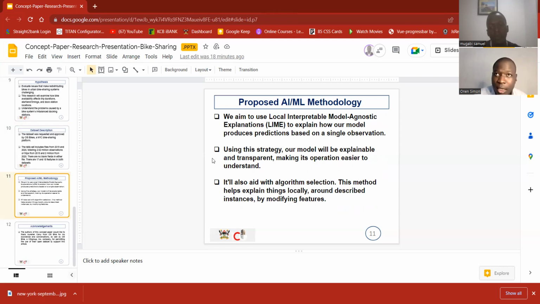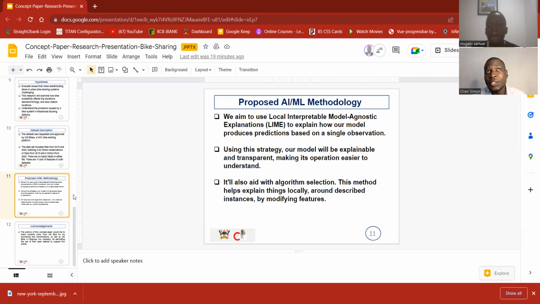Now, this looks at, first of all, explainability and then transparency. So under explainability, what are we looking at? We want to find out how our model will be functioning in a particular manner. And also under transparency, we want to find out how simple it is to comprehend how it operates. So how can you explain how a model works? We are choosing the LIME technique because of that.